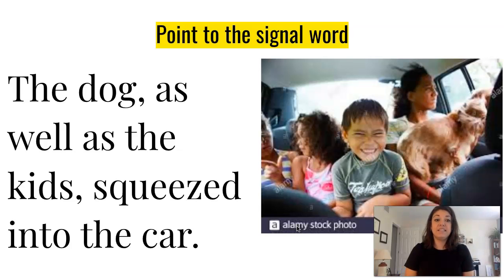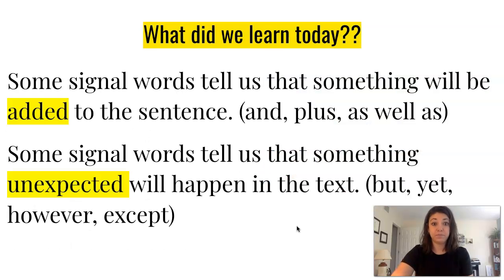How about this sentence? The dog, as well as the kids, squeezed into the car. What's the signal word here? If you pointed to as well as, you're correct. This is a signal phrase. So as well as is also a substitution for and. The dog and the kids squeezed into the car.